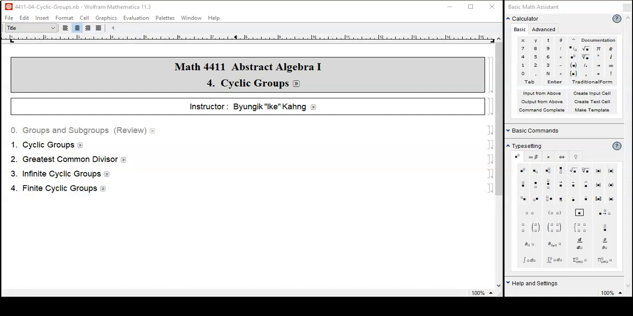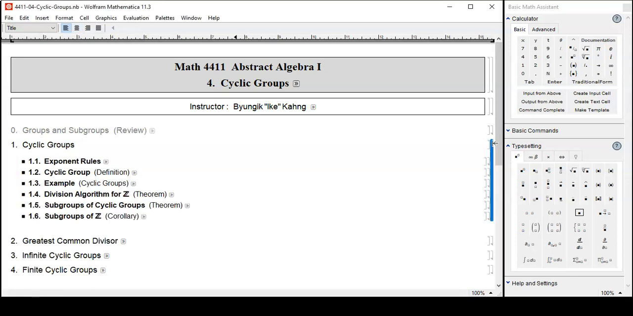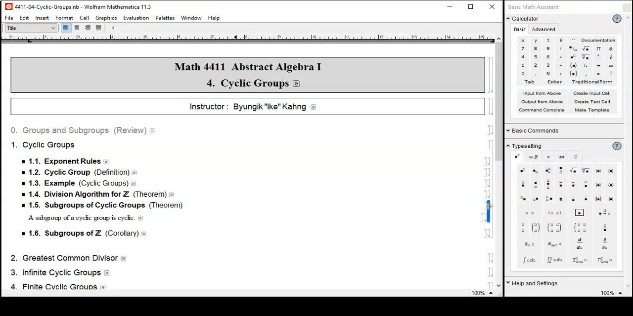Hello students, welcome back. Let us resume our discussion in section 1. Previously, we went through the definition and some examples of cyclic groups. Now the next topic in line is theorem 1.5, which says a subgroup of a cyclic group is cyclic. Sounds pretty benign and certainly brief.